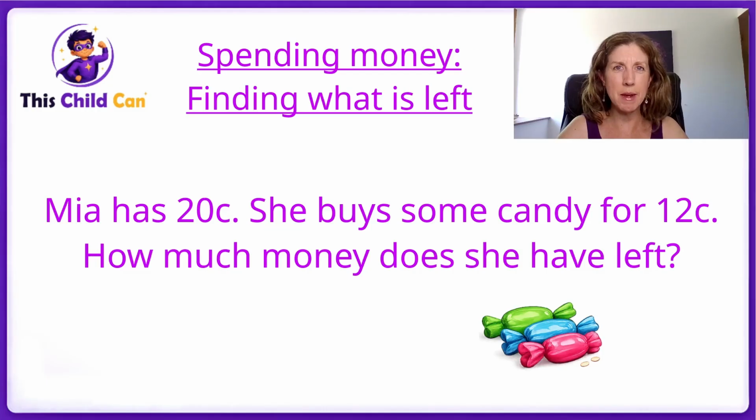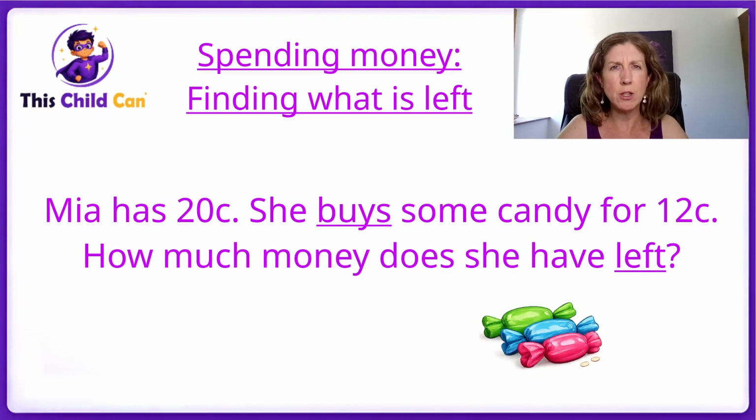Now let's look at spending money or finding what is left. In this example, Mia has 20 cents. She buys some candy for 12 cents. How much money does she have left? So the key words here are buys and left, so we'll underline those.